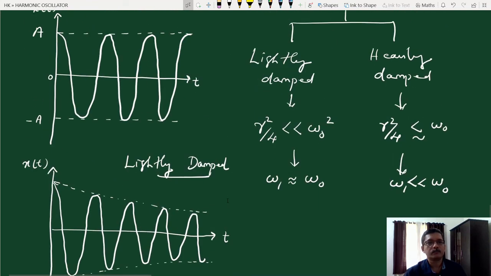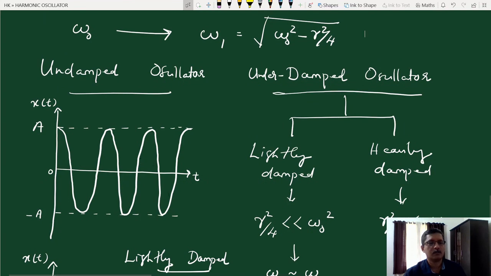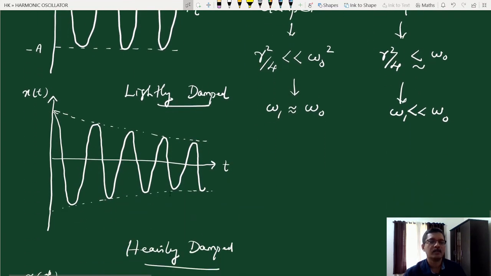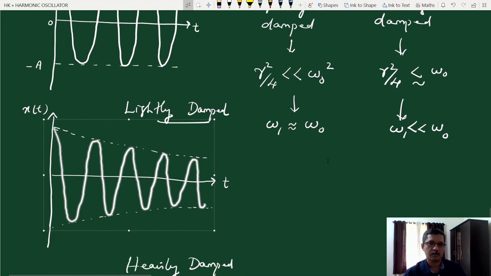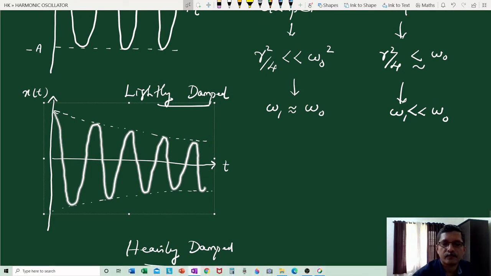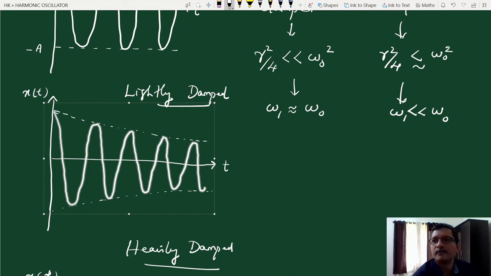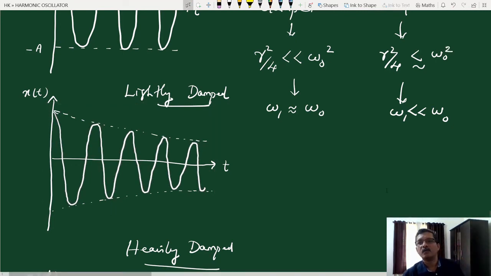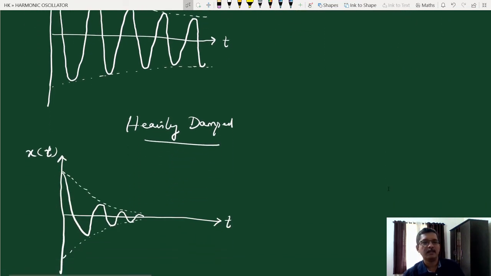And here, in the case of an undamped oscillator, this is the oscillation, the amplitude is constant. But in a lightly damped case, the amplitude is no longer constant, it's changing. You can see that the overall amplitude is exponentially decreasing. But the point is, the decrease is very slow. In the heavily damped case, the damping factor is of the order of omega 0. Therefore, gamma square by 4 is of the order of omega 0 square. Then in that case, omega 1 will be very small compared to omega 0. That's a heavily damped case.